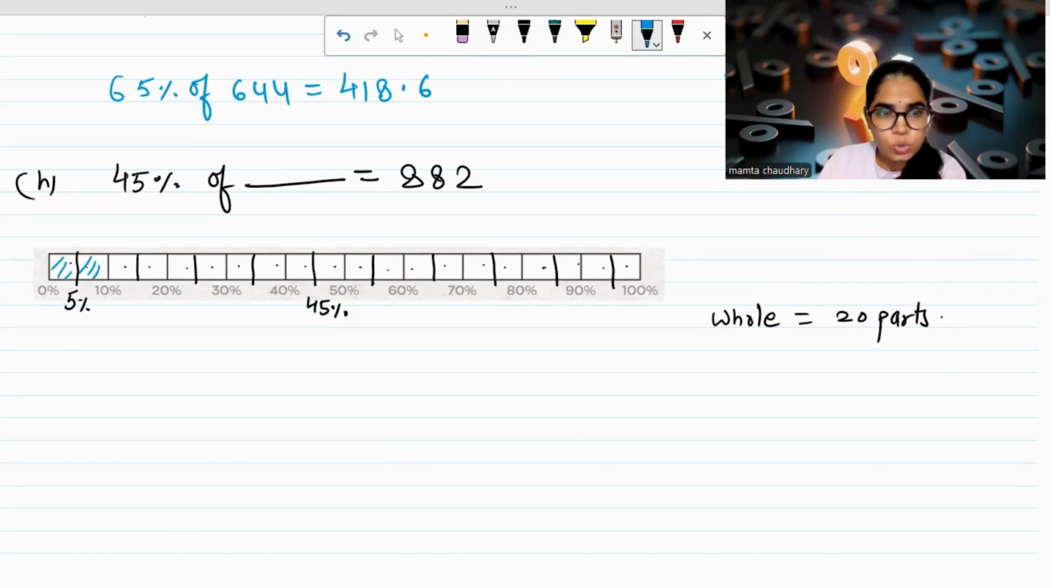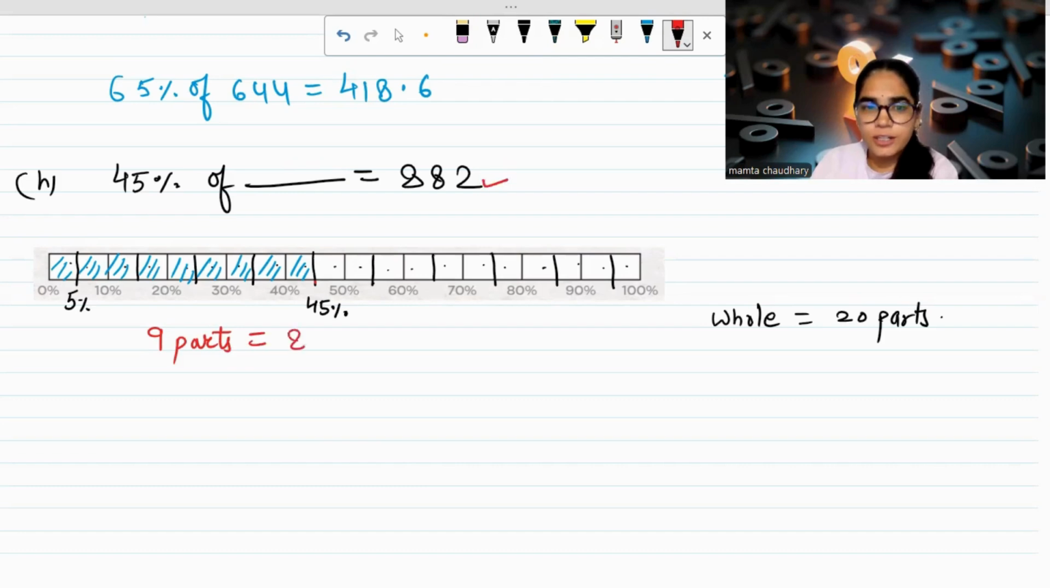1, 2, 3, 4, 5, 6, 7, 8, 9. Okay. So we have shaded 9 parts and we got 45%. Basically, what we will write? 9 parts equals to what it is given? 882. So now we'll find for 1 part.